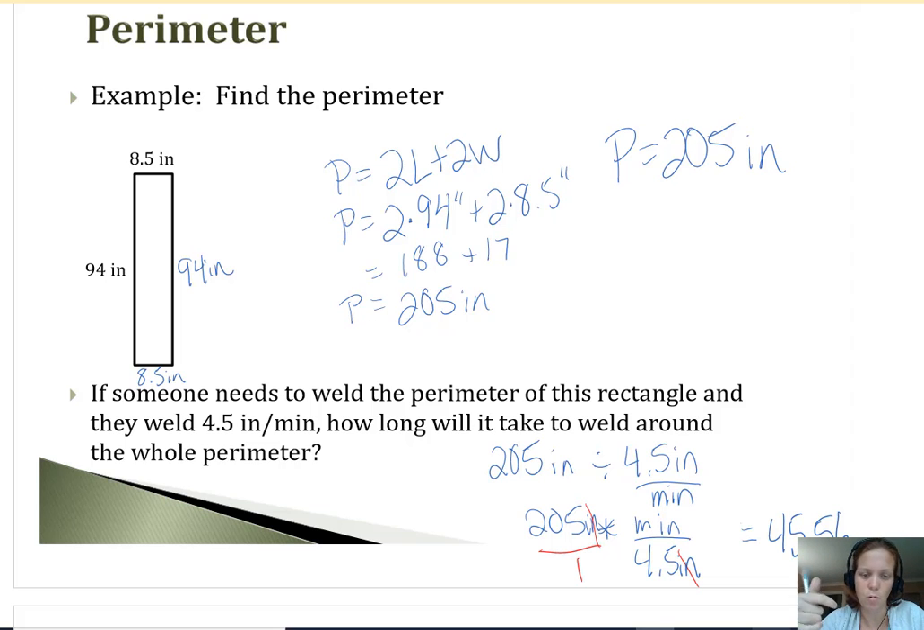Now, you didn't have to do the whole writing it like the fraction and flipping it. If you can just figure out, well, I have to take 205 divided by 4.5, that's great. I'm just showing with the units why we end up having to divide by 4.5, because we want to cancel out those inches, figure out how many minutes. Just a little review back to unit stuff.